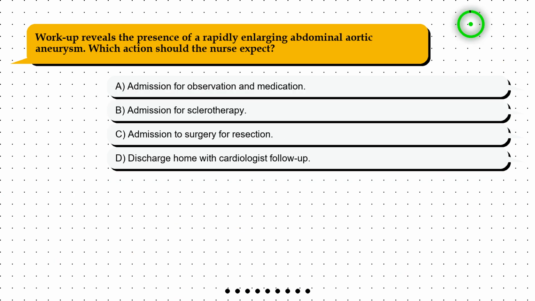Question 4. Workup reveals the presence of a rapidly enlarging abdominal aortic aneurysm. Which action should the nurse expect? Option A. Admission for observation and medication. Option B. Admission for sclerotherapy. Option C. Admission to surgery for resection. Option D. Discharge home with cardiologist follow-up.